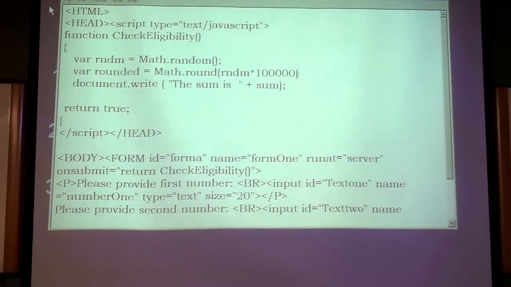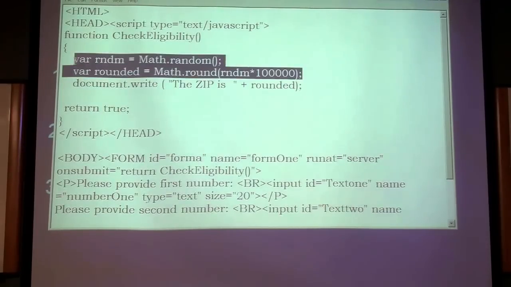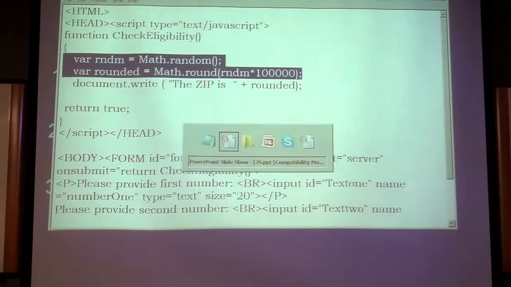Sounds good. So far so good. I'm saying document.write, the zip is, and then I round it. That's the code, right? Let's see if it's working or not. I have to test it. These two operations should be familiar to you. The last thing is that I'm basically printing out. Okay, let's see, that's my idea.